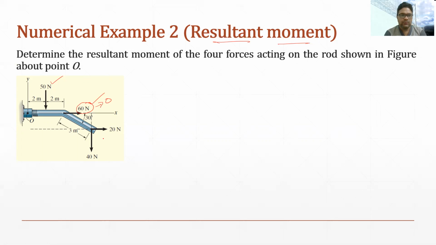Then there are two forces. One is of 20 Newton. So the perpendicular distance of the 20 Newton force from this point will be this one. And the second force is 40 Newton. It is a downward force, and the line of action of this force is this one. And the perpendicular distance of this force from point O will be this one, which is 3 meter.